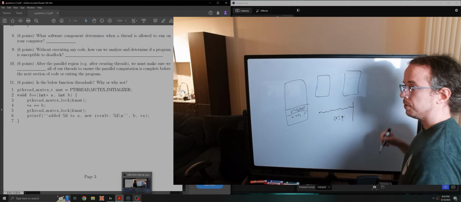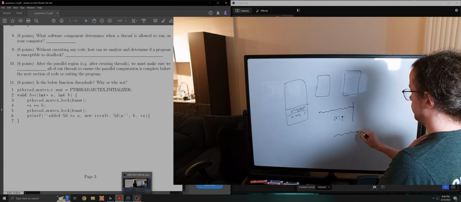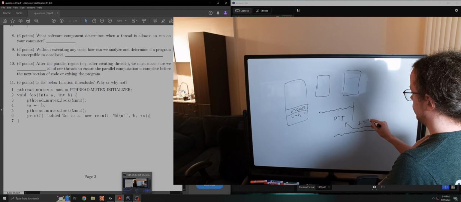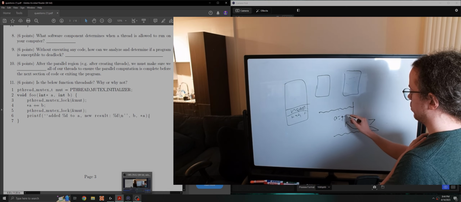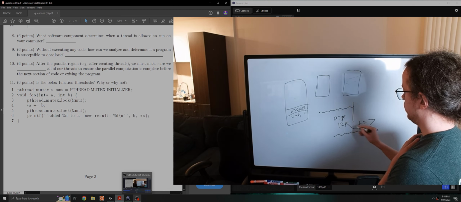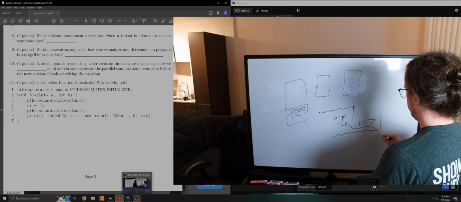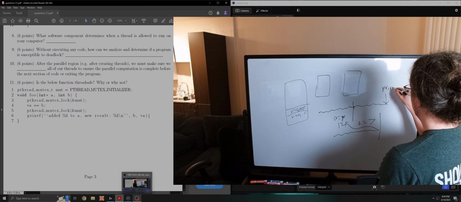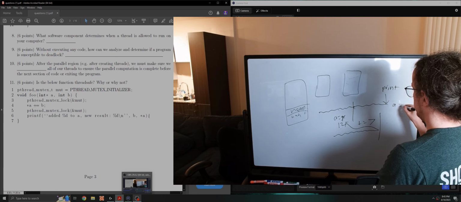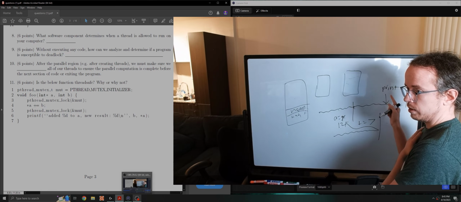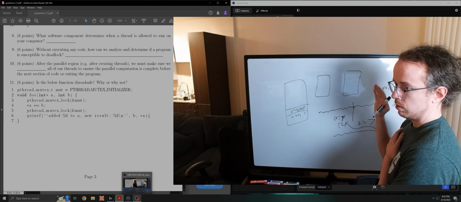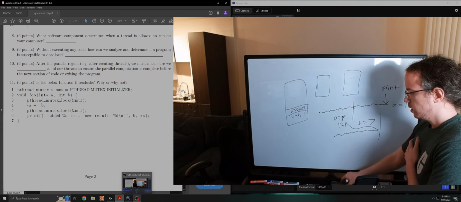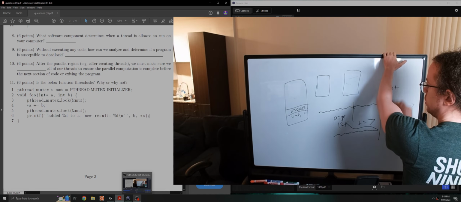You drop the lock. Another thread comes along and says, hey, A plus equals 7. So now A equals 12. This thread wakes back up when this one unlocks, does print, and it prints A equals 12. But it thought A was 5. We thought A was 5. So yeah, this one has a race condition.